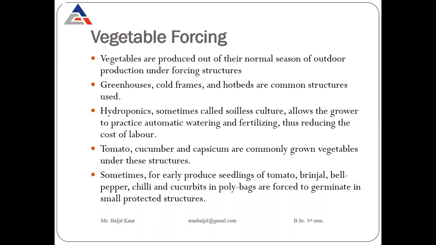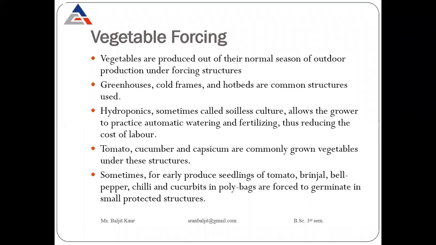Vegetable forcing means to grow the vegetables out of their normal season, right? So when we grow the vegetables out of their normal season, that is known as vegetable forcing, right? So greenhouses, cold frames, hotbeds, these are the common structures used for vegetable forcing. Hydroponics is also a type of vegetable forcing, and this is also called soilless culture. It allows the grower to practice automatic watering and fertilizing and reduces the cost of labor.